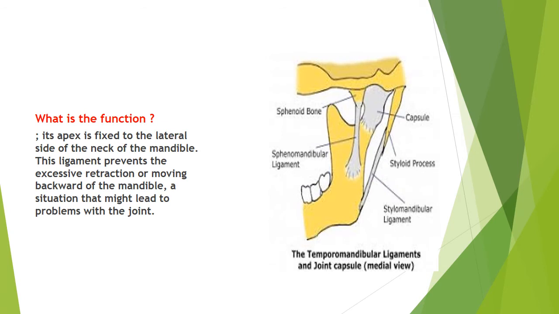What is its function? Look, exactly, this is a capsule. Sphenomandibular. Stylomandibular. Its function is to fix the lateral side of the neck of the mandible. This ligament prevents excessive retraction, or excessive backward movement, of the mandible, because this type of movement may lead to problems. Notice there is a force through the stylomandibular ligament, and also the sphenomandibular ligament prevents the backward position of the mandible. They maintain the mandible in its position. This is the capsule.